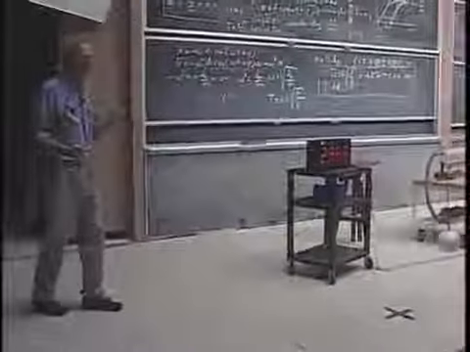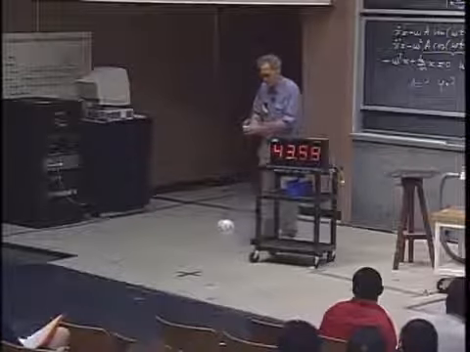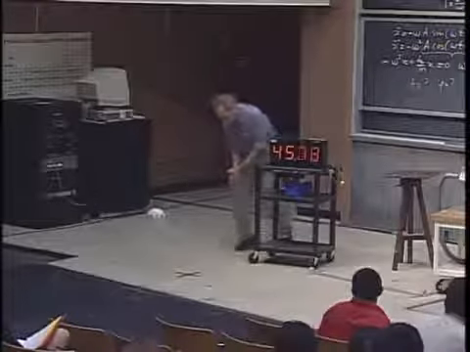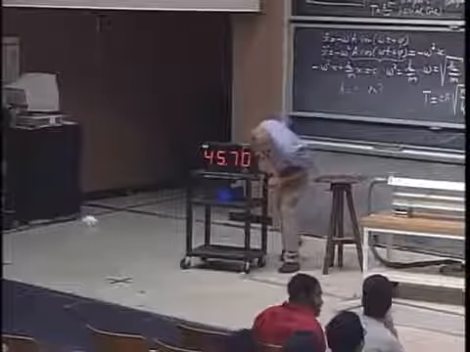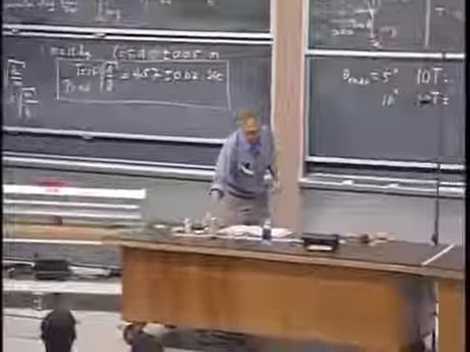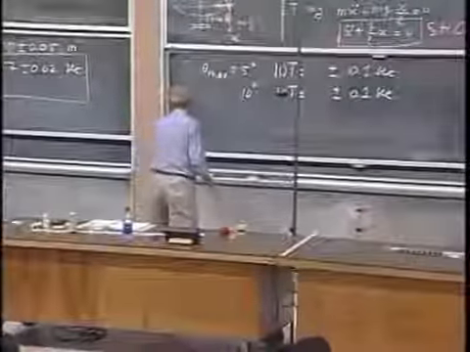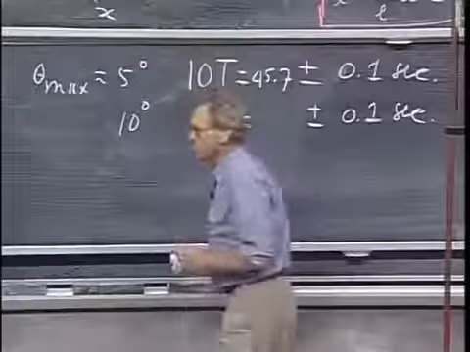Notice there's almost no damping on this pendulum. The amplitude remains almost the same. Whereas with the air track, you could actually see that there was already some kind of friction. Where are we now? 9? 9, right? 45.70. 45.70, where's my chalk? 45.70.